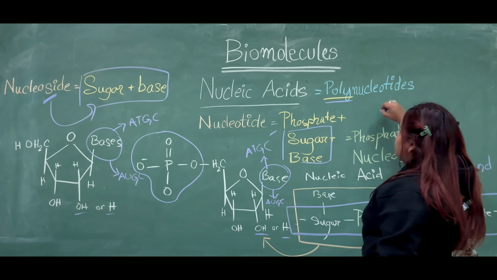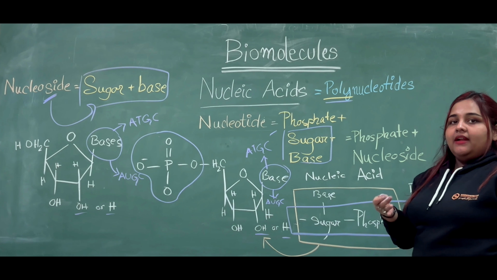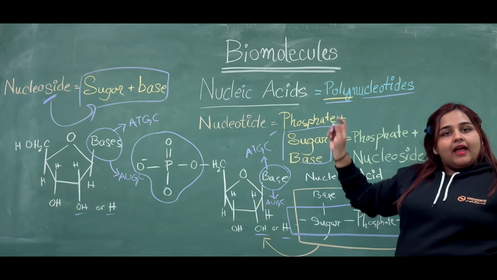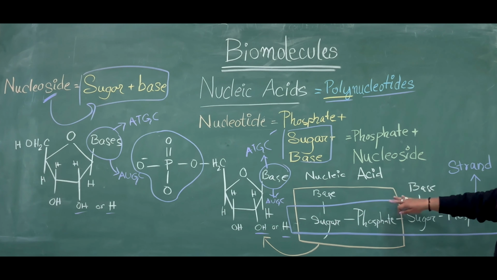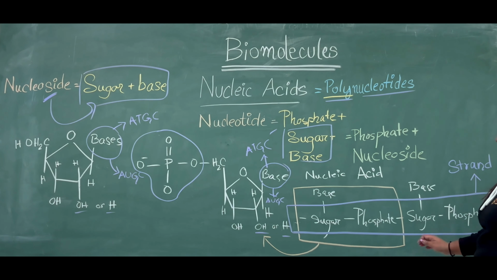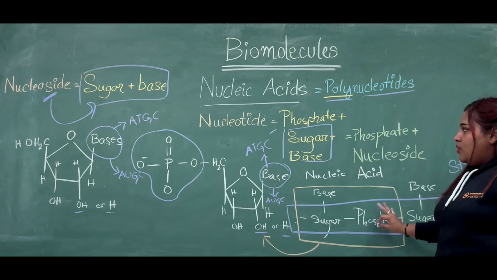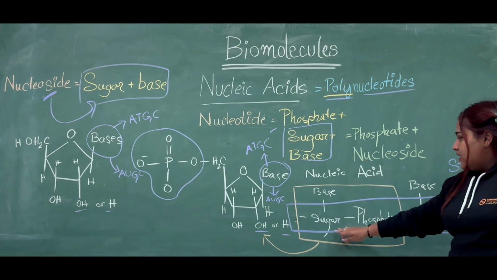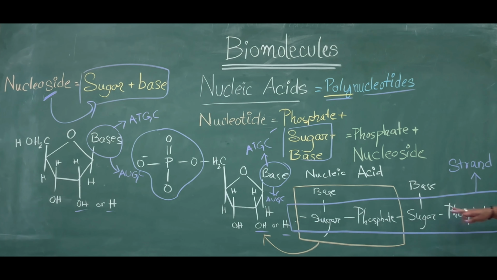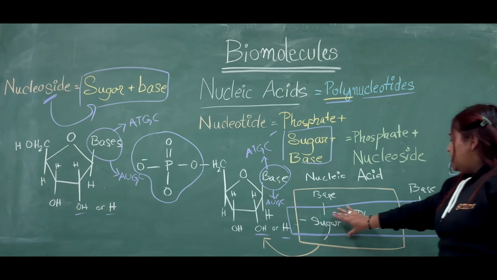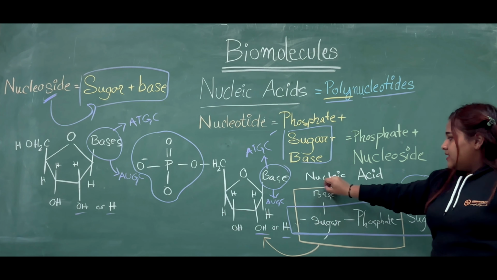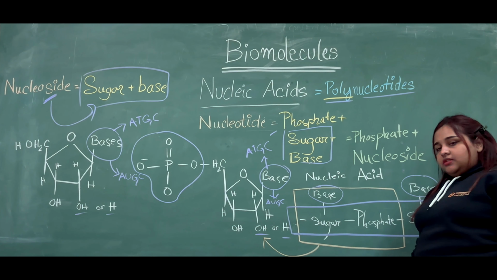Why poly? Because it acts like a polymer, and there are many nucleotides that join to form a nucleic acid. So this is a representation of the nucleic acid, and this box here is one nucleotide. Since we can see there is sugar, phosphate, and this goes on, this part is known as a strand. On this strand lie the bases, that is ATGC or AUGC.